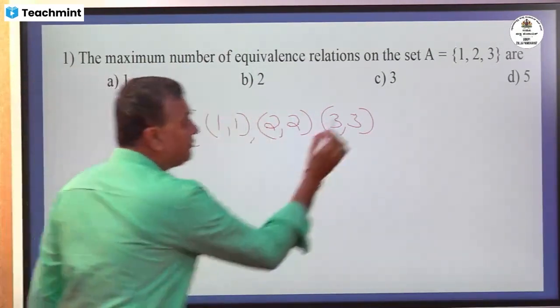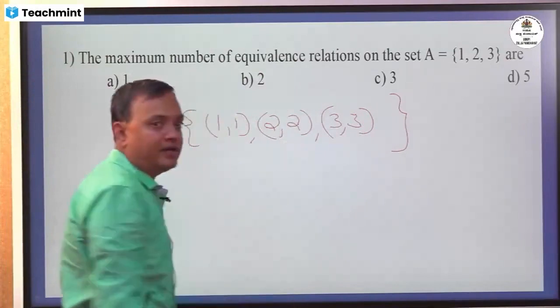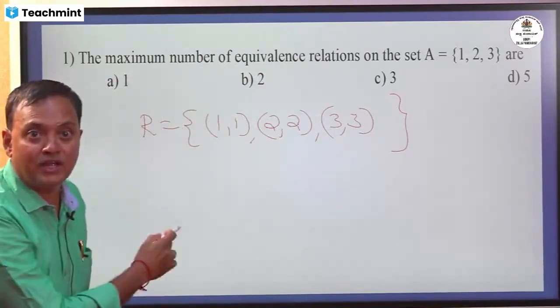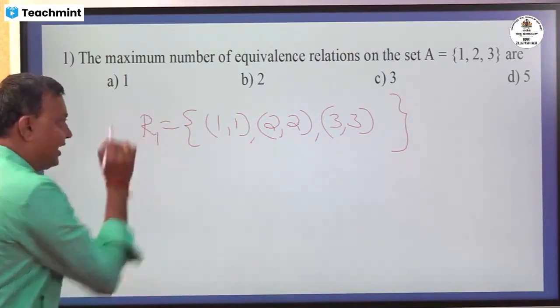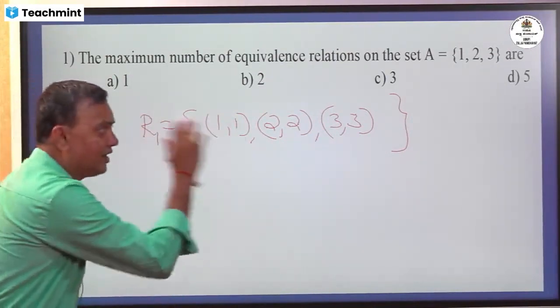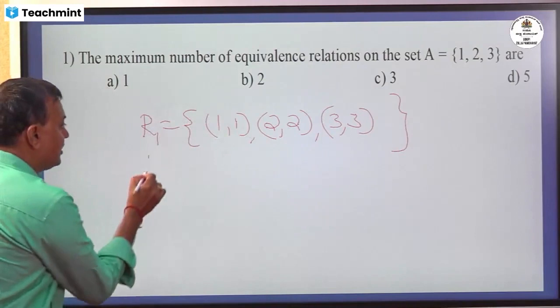So this is the identity relation, also a very good example of an equivalence relation. This is the first one. Correct? This is an equivalence relation. Next one.